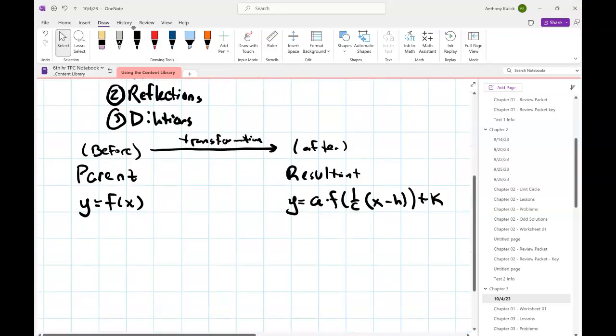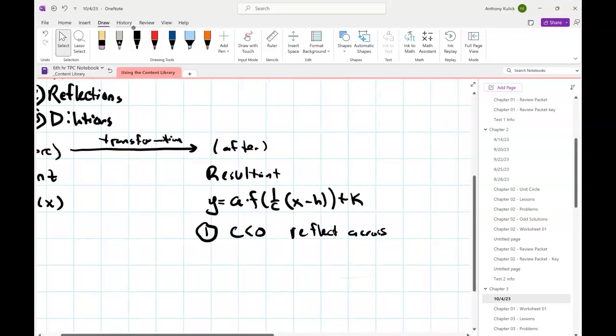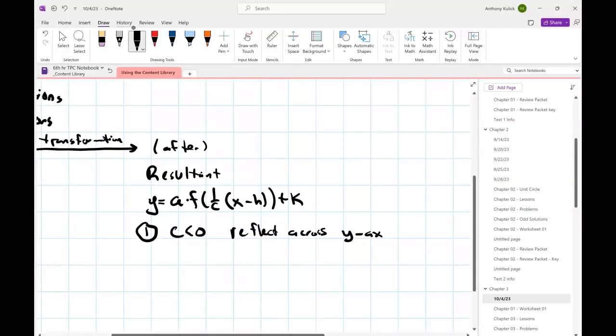So what we'll start with is talking about how I can tell, from just the values of a, c, h, and k, what kind of transformation is occurring. What would it look like? So if c is negative, we get a reflection across the y-axis. And if c is positive, there's no reflection at all.